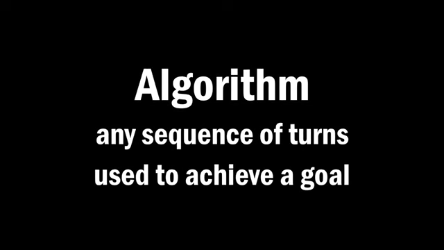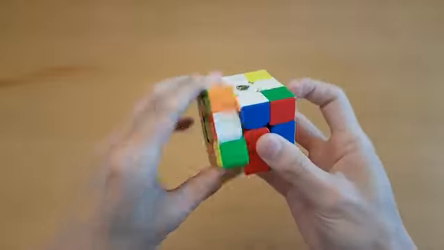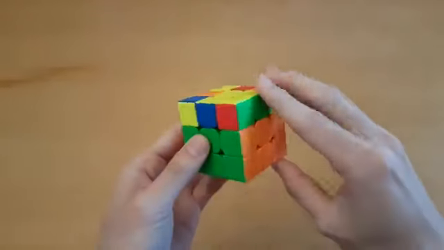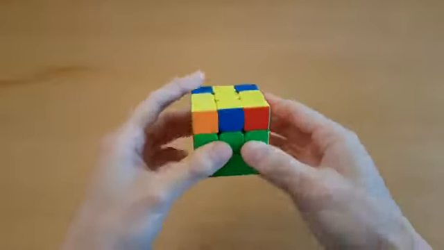On the Rubik's Cube, an algorithm is any sequence of turns used to achieve a goal. This could be something as simple as flipping a piece during the cross or making the cross on the top face, to something as advanced as solving the entire last layer at once.